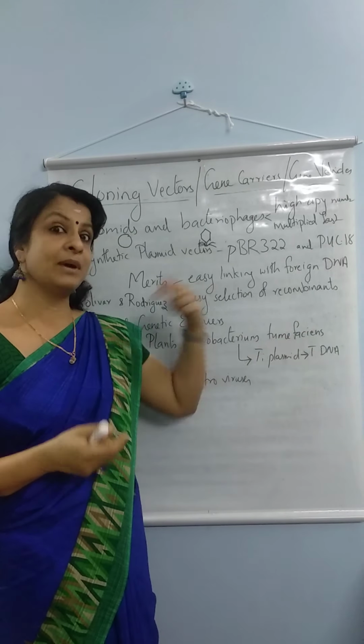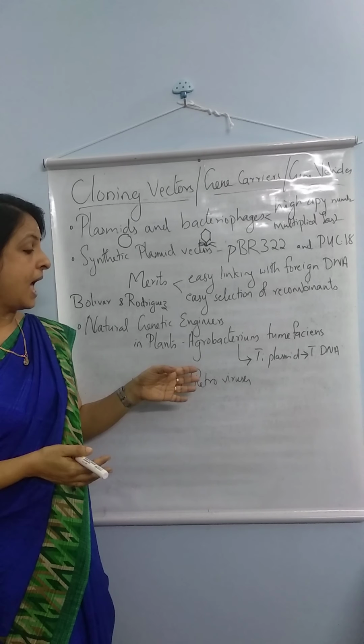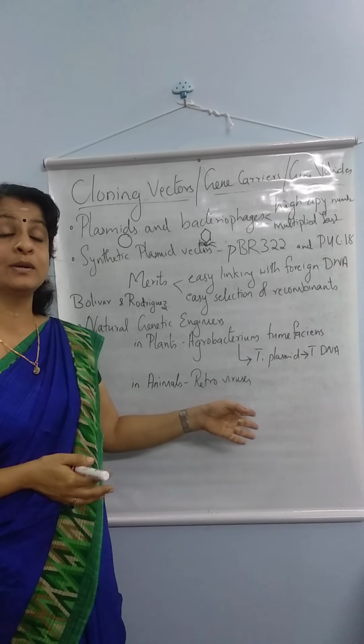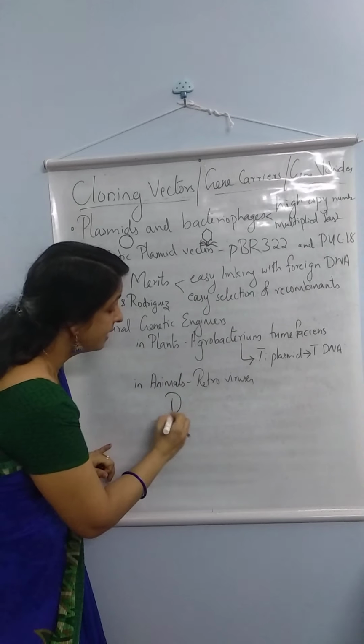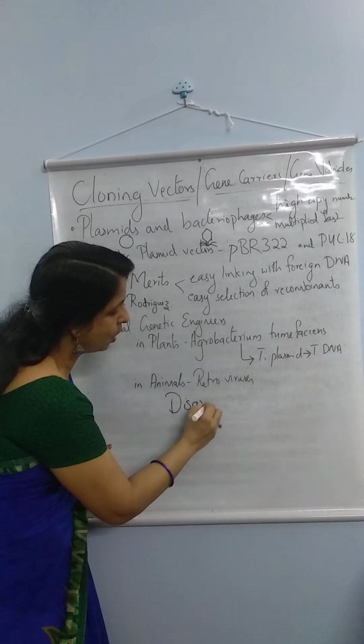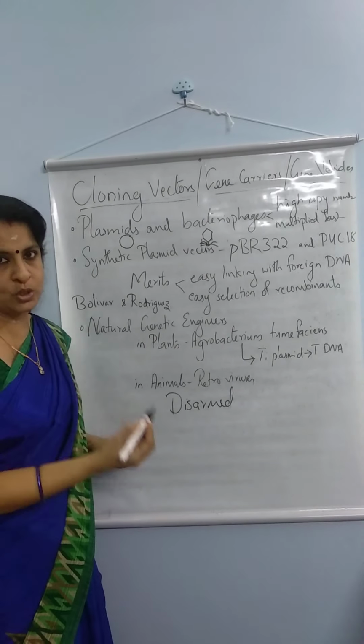The same way in animals we use a virus called retrovirus. So retroviruses can cause cancer. A group of viruses are there, they have different modes of action and all. And here, the cancer causing retroviruses are what we use. What do we do with them? We make them harmless. The term we use is disarmed, or we can say it is made non-pathogenic or harmless.